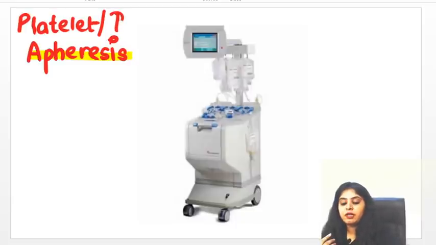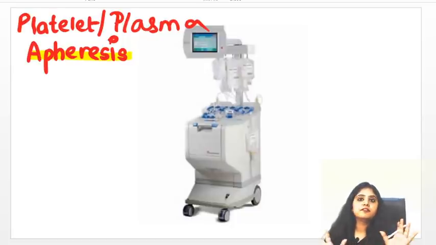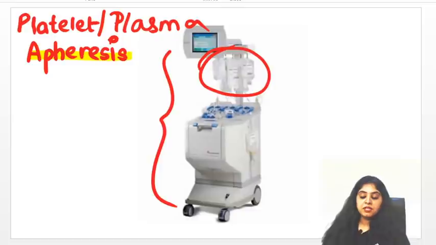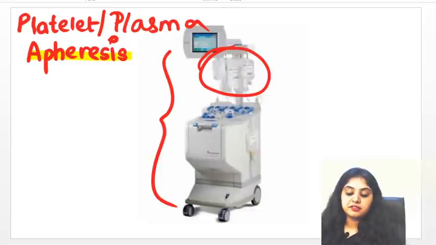But now with COVID coming up, the news and the hue and cry about plasma apheresis is a lot, very important. So this is a general apheresis machine, and this is the unit of apheresis. You can see bags which are hanging over here. So yes, we have plasma apheresis also that can be done. This is an apheresis machine.